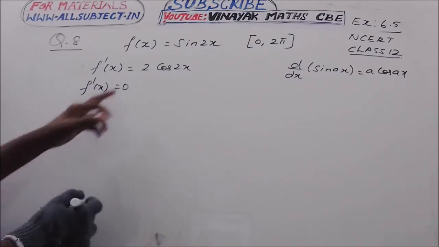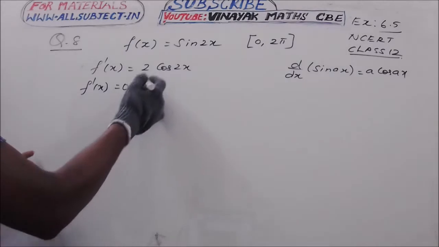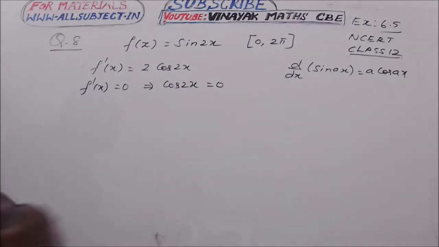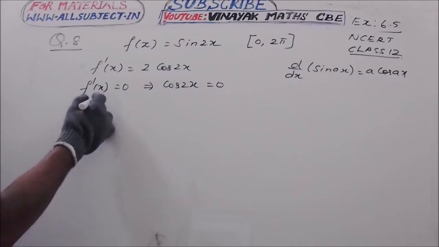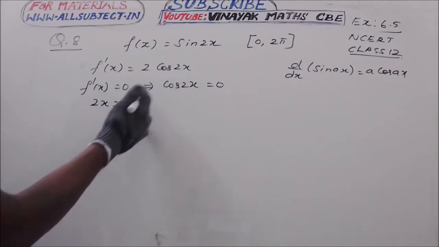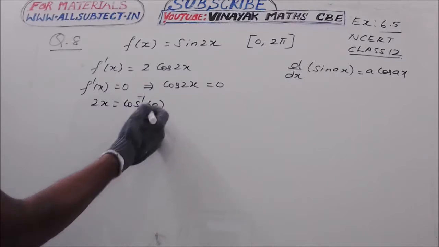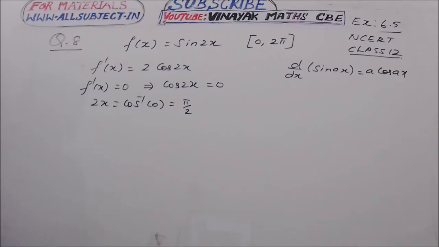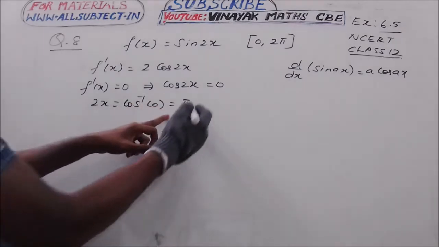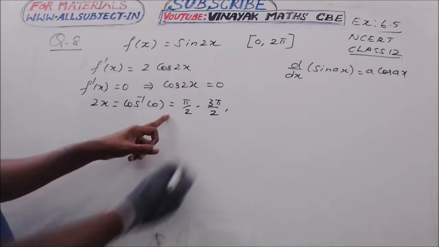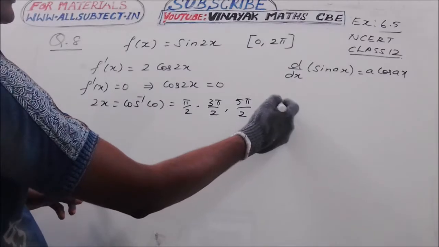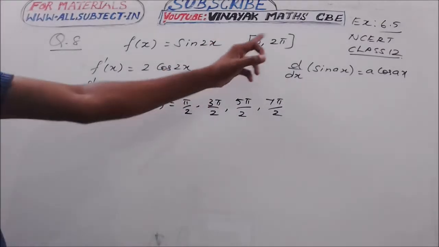F dash of x is equal to 0 means 2 cos 2x is equal to 0, which implies cos 2x is equal to 0. Then 2x is equal to cos inverse of 0. In 0 to 2 pi, the points where the cos value is 0 are pi by 2, 3 pi by 2, 5 pi by 2, 7 pi by 2.